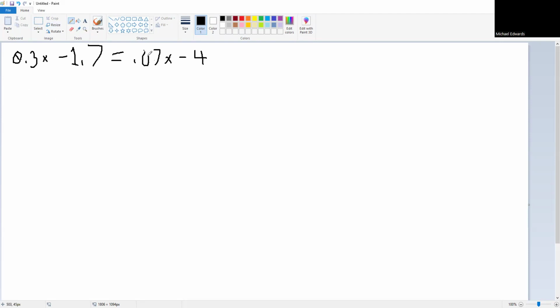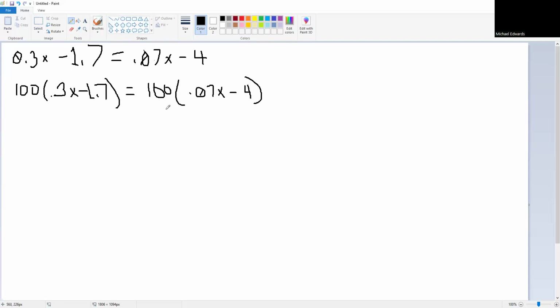And then we'll add 1 zero. And that's in the hundreds place. Tens, hundreds. This is in the hundreds place, so let's just multiply both sides by 100 to get rid of that decimal. 0.3x minus 1.7 equals 100 times 0.07x minus 4.